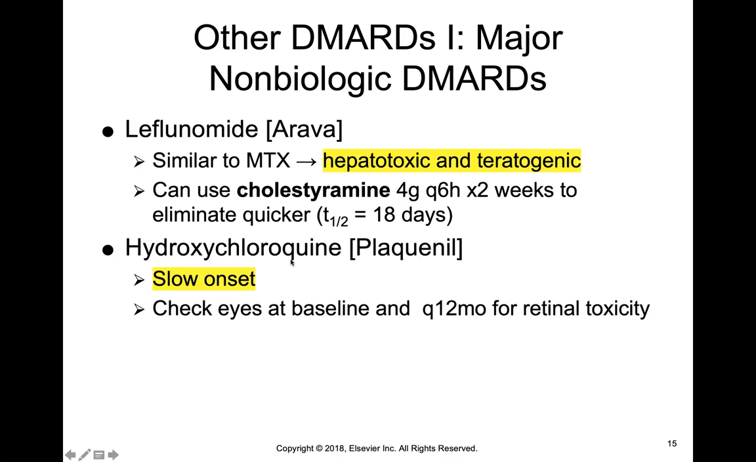Another agent is hydroxychloroquine, similar to leflunomide in that it is slow in onset. So sulfasalazine and hydroxychloroquine, both agents, are slow in onset. The thing you have to remember about hydroxychloroquine, which is used probably more for lupus, but lupus and RA, is you have to have baseline eye checks, and then repeat that every 12 months. What we're looking for is retinal toxicity.